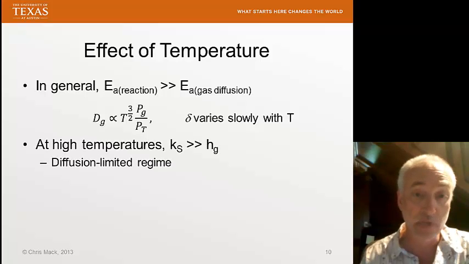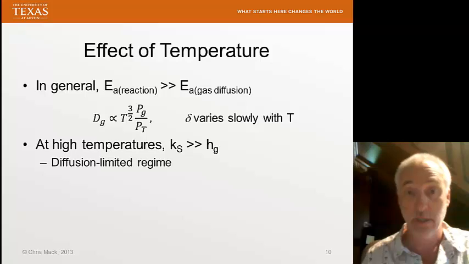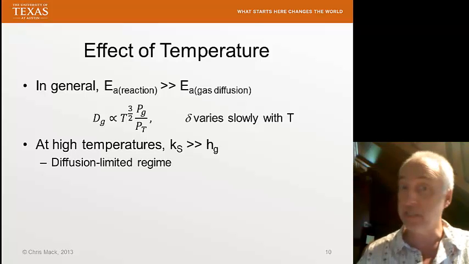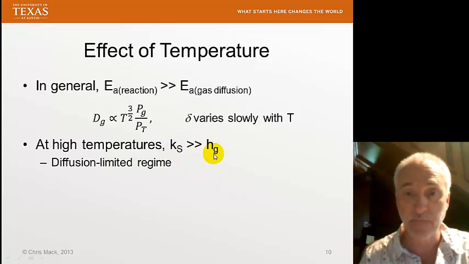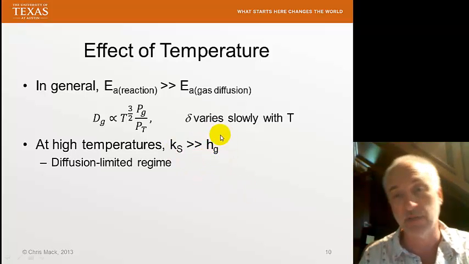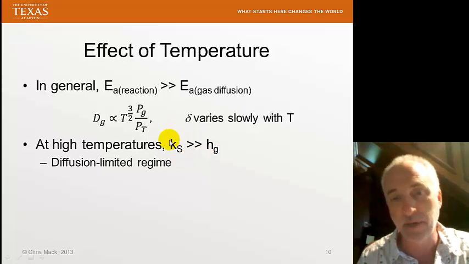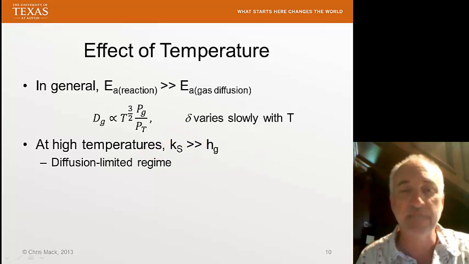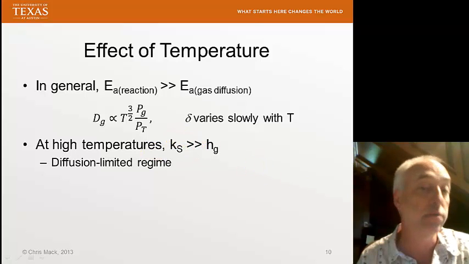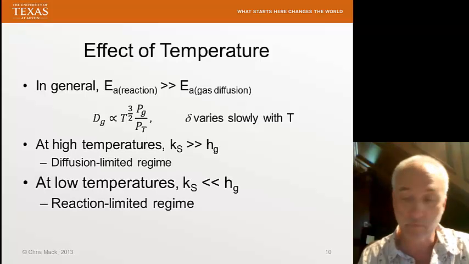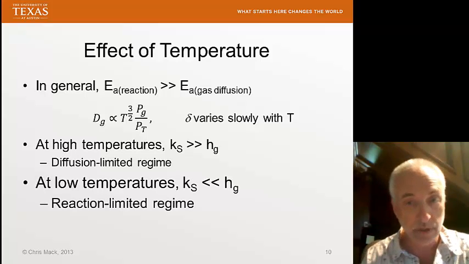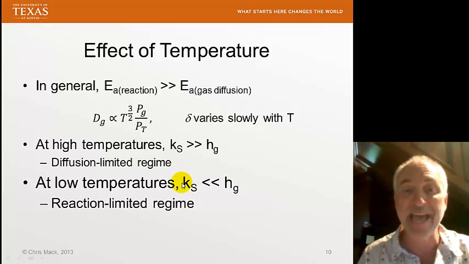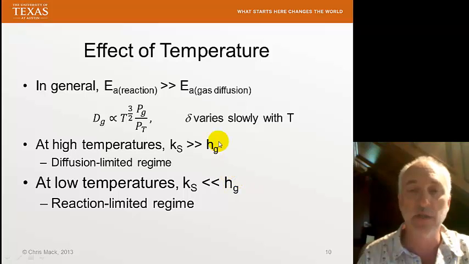The result is, at high temperatures, the surface reaction rate constant gets very large. The bigger the temperature, the larger the reaction rate constant. But Hg doesn't change very much with temperature. It changes very slowly with temperature compared to Ks. So Ks gets bigger and bigger and bigger, and at high enough temperatures, we enter the diffusion limited regime. At low temperatures, Ks gets smaller and smaller and smaller until we can enter the reaction limited regime, where Ks is much smaller than Hg.